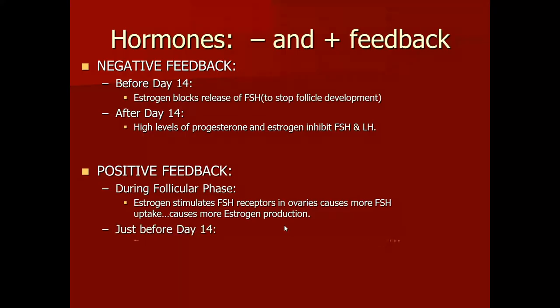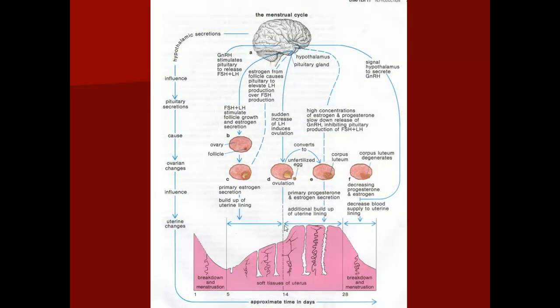Just before day 14, estrogen reaches its highest level, causing high levels of LH to be produced. So you have a couple of examples here. You also have another map of the entire system, though I prefer the one that we had.